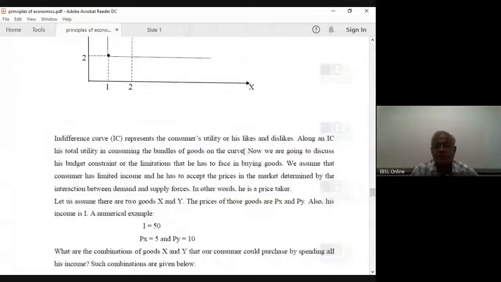Is fixed. Now we are going to discuss his budget constraint, the market environment: all the limitations that he has to face in buying goods. His income is limited, and he cannot change prices. Now we are going to model the consumer's market environment. Earlier, we modeled the consumer's preferences and tastes.